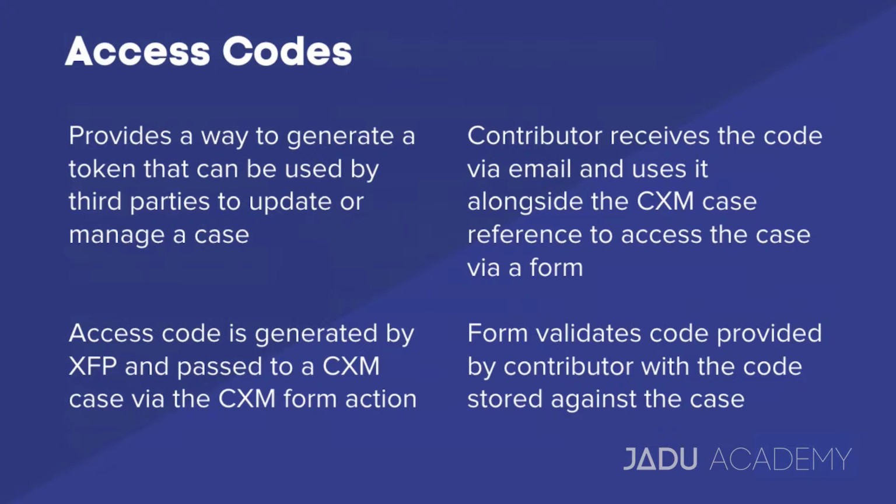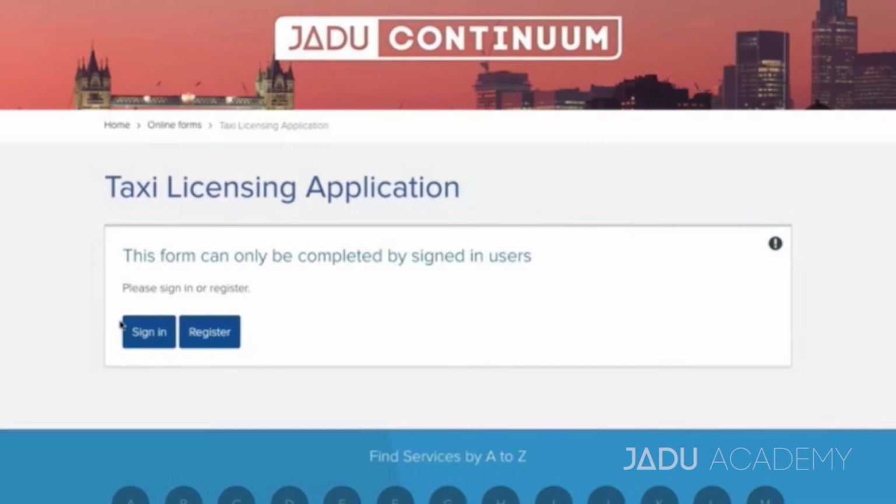So XFP generates the code, and then that code is saved in CXM, and we query CXM case for that code and we compare it. So I've got a video of how this all works. I'll try and skip through bits of it because it's about 5 minutes long.